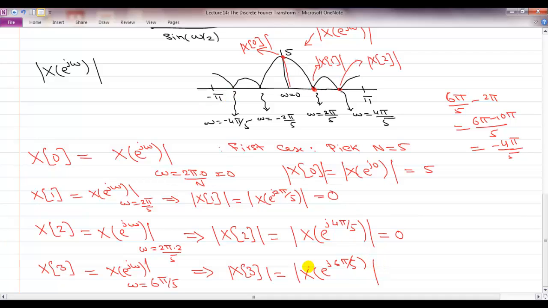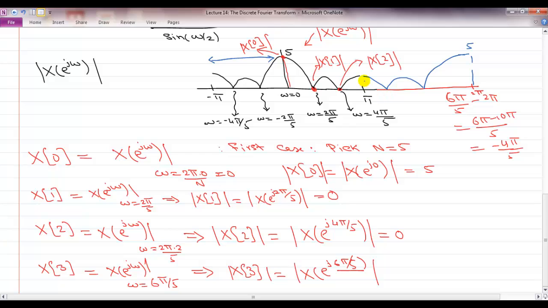So to compute this X of 3, since I know that this value 6 pi by 5 is bigger than pi, what I need to do is extend this plot of my DTFT up to the 2 pi region. And how do I extend it to the 2 pi region? I know that the DTFT is periodic, so what comes after this is simply a replica of whatever I have from minus pi to 0. So what I get is this, and this will hit up to 5.